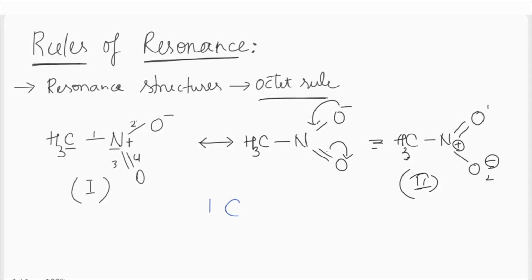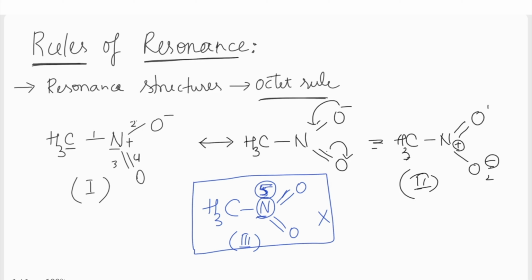Suppose we write it in this form, CH3N double bond O and double bond O. Though this structure has no charges, it is considered an invalid resonance structure because the nitrogen valency here is 5. Nitrogen can never have 5 valency because it lacks the d orbital. Nitrogen cannot have 5 valency. This structure is not following the octet rule, hence it is not valid.